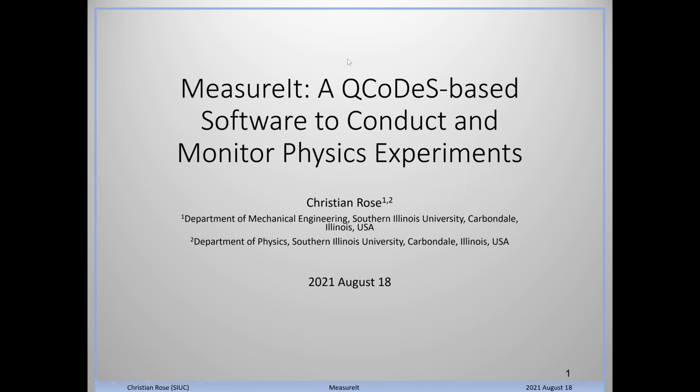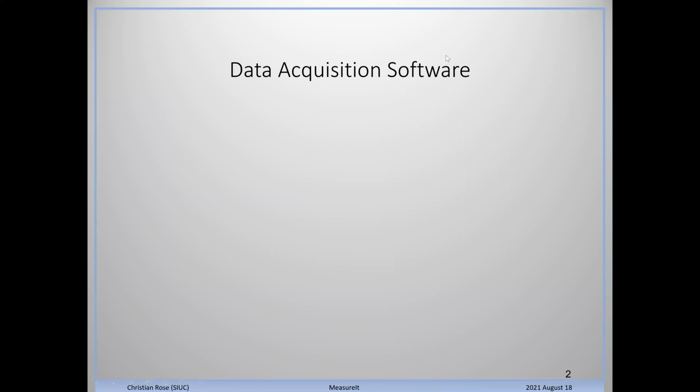And I'd like to talk about MeasureIt, which is a data acquisition software written at the University of Washington to conduct and monitor physics-based experiments. Modern physics experiments involve multiple measurement channels which monitor or control a wide range of parameters, which can include temperature or voltage, for example. So say an experimentalist wants to test the resistance of a transistor or some other device.